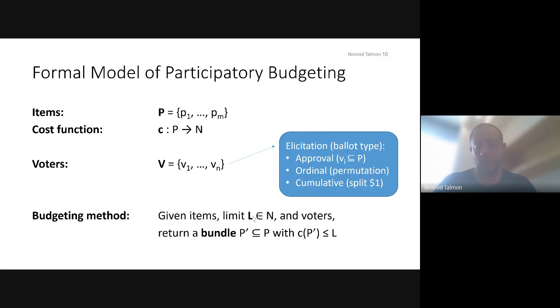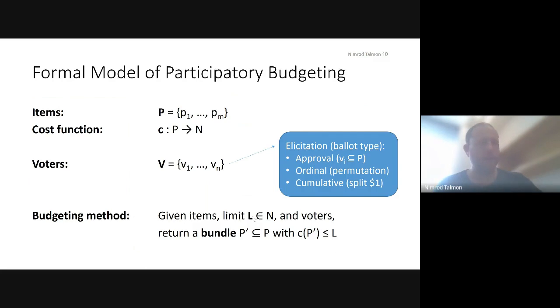And now basically what we're looking for is an aggregation algorithm that takes as input the items with their costs, the budget limit, and the votes, and outputs a bundle. And the bundle is just a set of projects such that the total cost of these projects is not above the budget limit that we have. And this bundle should be good. So what does it mean, good?